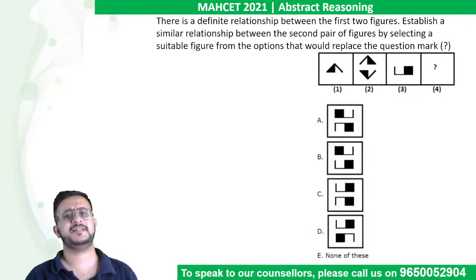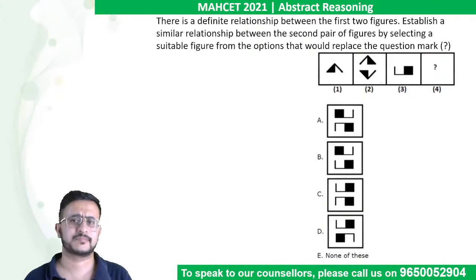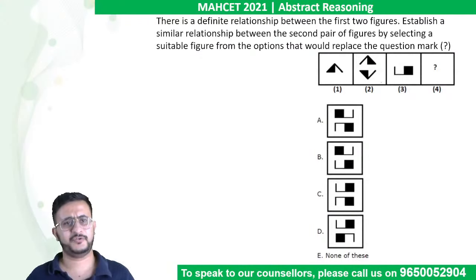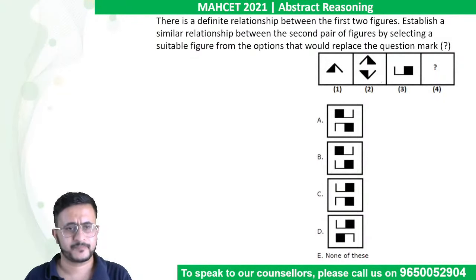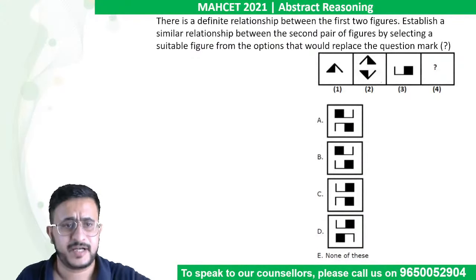So what is happening in this case? From one image we are getting two images, right? So how are we getting that? We need to have the same relation between 3 and 4. Okay, Shivam and Arshika are saying first, that is A.